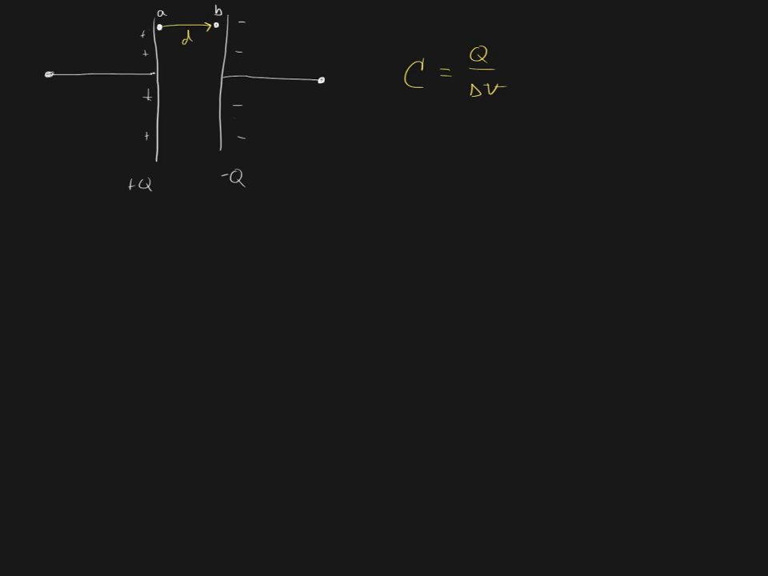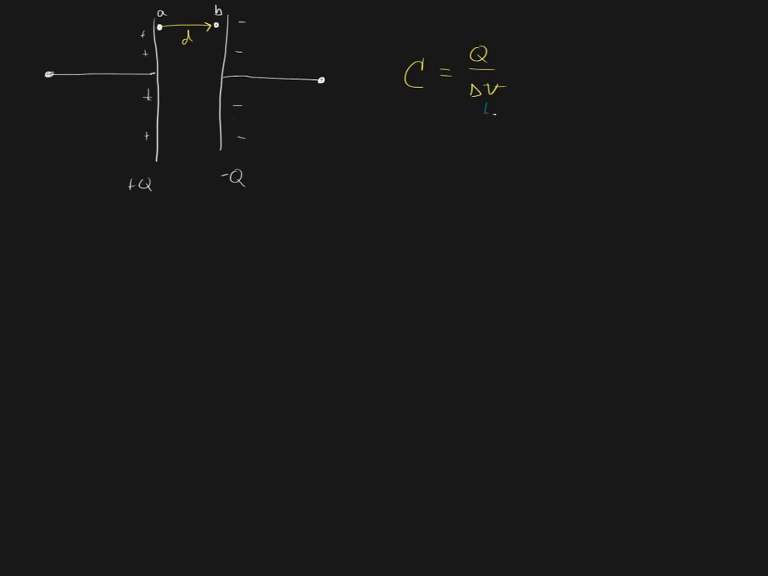And delta V is an unknown quantity here. Oh, and by the way, we just have a parallel plate capacitor. Remember that this is going to create a uniform field in between the two, so this is the simple case.